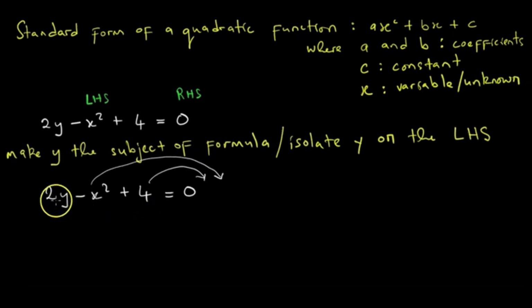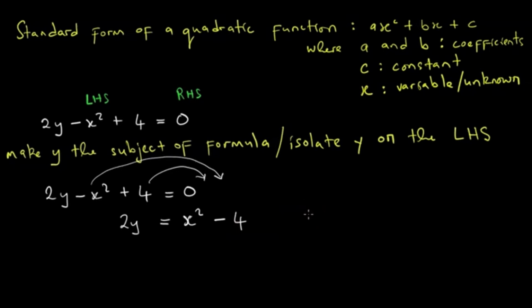So in this case, we are left with 2y. So 2y is equal to, we transfer minus x squared to the other side of the equal sign. It becomes a positive plus x squared, which can be written like this. Then when we transfer plus 4 to the other side, it becomes a negative, becoming minus 4. So 2y is equal to x squared minus 4.